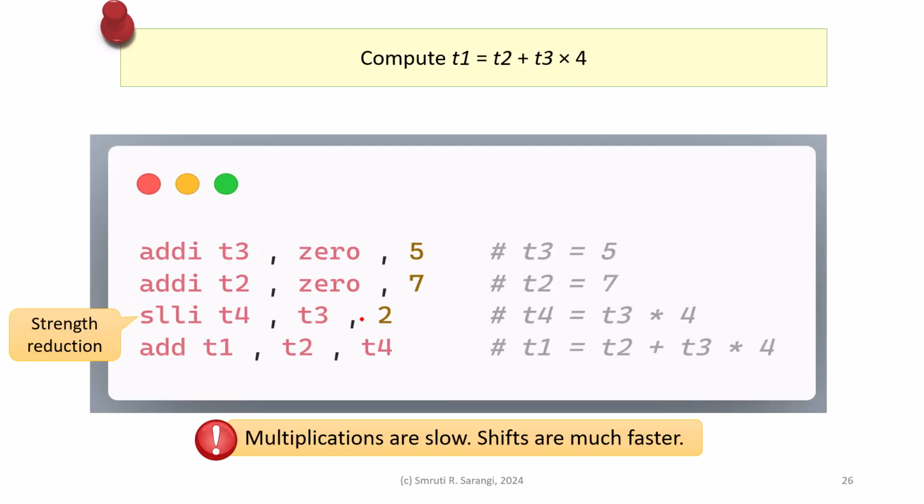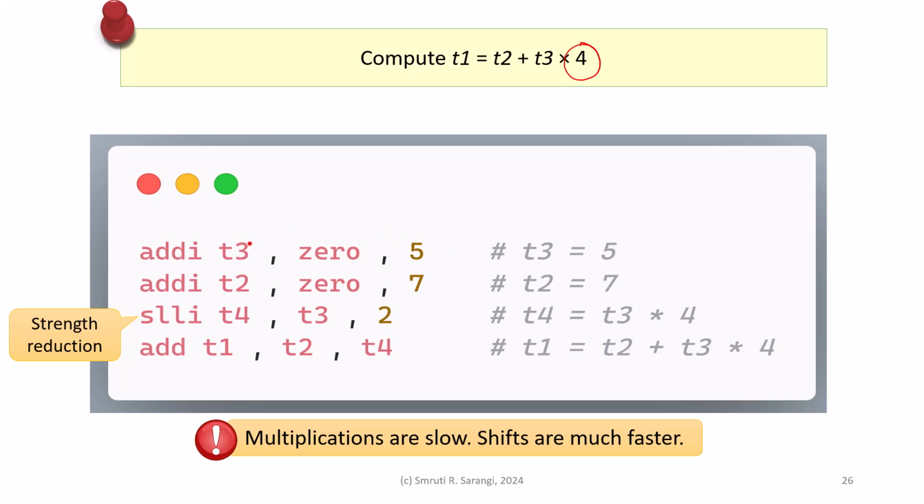Compute T1 is equal to T2 plus T3 times 4. So the moment we see times 4, we can see that a shift left can be done, right? So times 4, we can reduce the strength. There's no reason to have a multiplication if the same is achievable using regular shifting instructions.